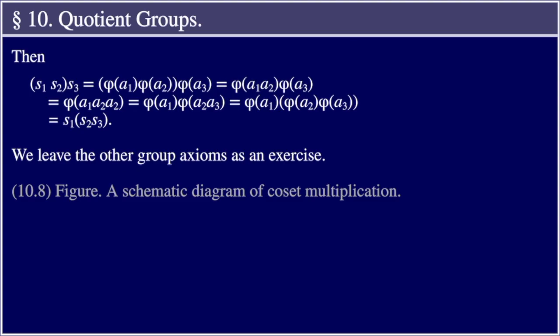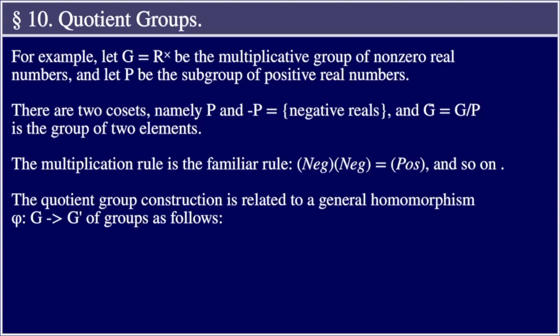10.8 Figure: a schematic diagram of a coset multiplication. For example, let G = R* be the multiplicative group of non-zero real numbers, and let P be the group of positive real numbers. There are two cosets, namely P and −P, the negative reals, and Ḡ = G/P is the group of two elements. The multiplication rule is the familiar one: negative times negative equals positive, and so on.